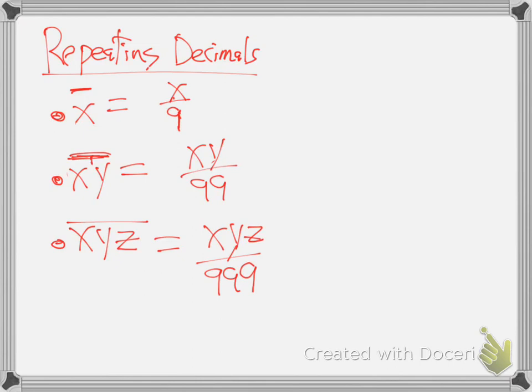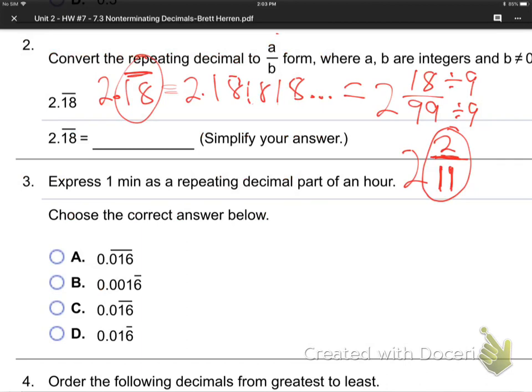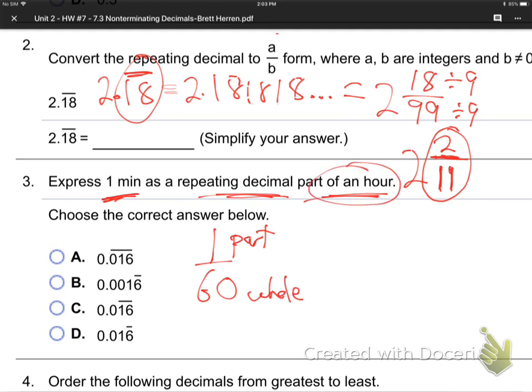All right, so let's go back then. Let's do this next one. Express 1 minute as a repeating decimal part of 1 hour. So 1 minute is what part of an hour? If I said it took me a minute, what part of an hour is that? 1/60th, right? Because there's 60 minutes in an hour, so 1 minute is 1/60th. Remember, a fraction is always the part over the whole. So 1 minute is 1/60th of an hour.